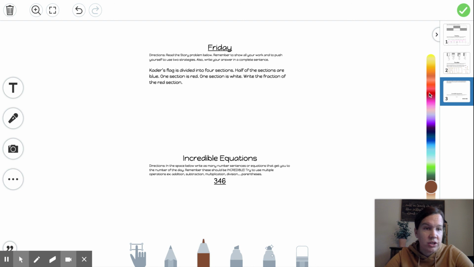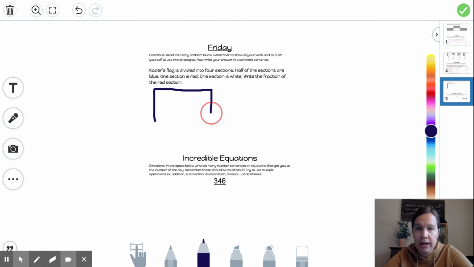So I'm going to actually just end up drawing a flag, and I'm going to do close to a black color border. So I'm going to draw a rectangle for my flag, and I'm going to break my flag up into 4 sections like the story says. I'm going to just kind of go like this. And it can be however I want the 4 sections, as long as I have 4 sections. I have 1, 2, 3, 4.